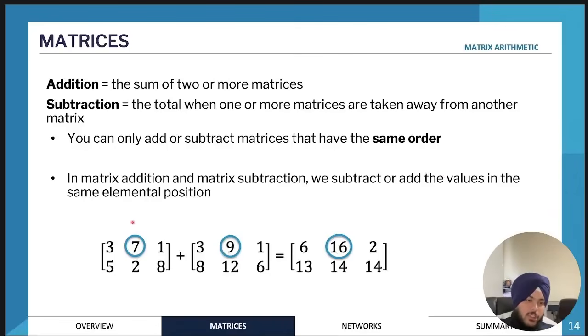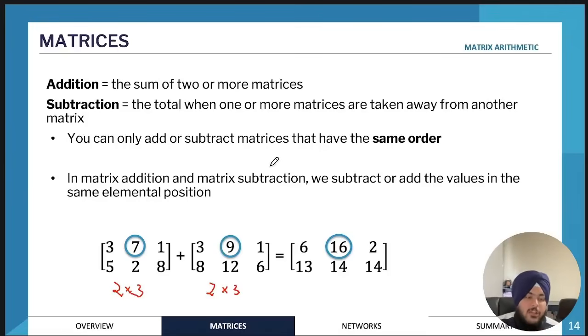For example, in this question, we have a 2 by 3 matrix, and we're adding it to a 2 by 3 matrix. Since these two matrices have the same order, they can be added. So when you're doing matrix addition and subtraction, the first thing to find out is whether the matrices you're adding or subtracting have the same order. If they don't, then the addition or subtraction cannot be done.